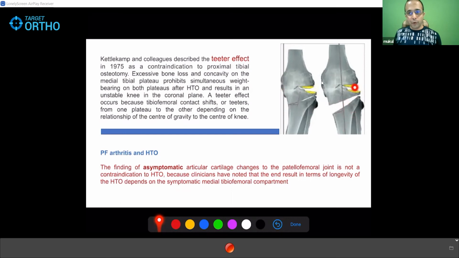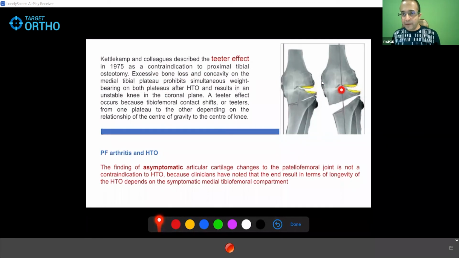So the patient will put weight here, and because of a concavity here, when he walks, the knee wobbles here and there. So this is teeter totter. The knee will wobble in the defect and also on the lateral side. So excessive bone loss on the medial side, that concavity on the medial tibial plateau, will prohibit simultaneous weight bearing on both plateaus.